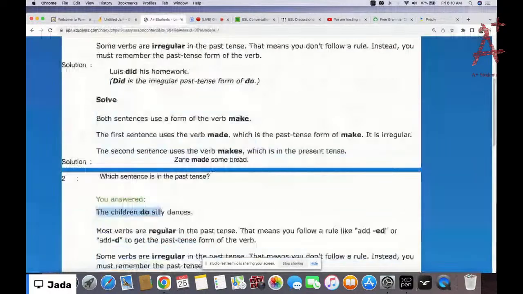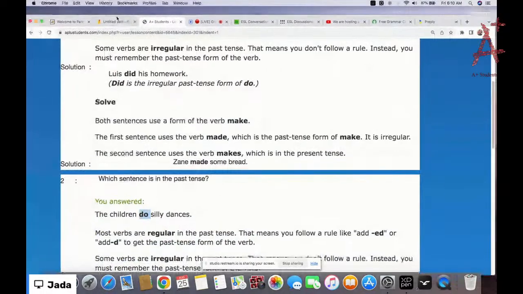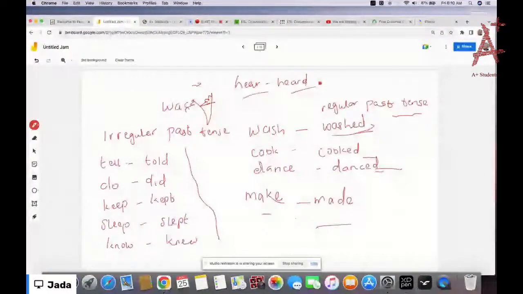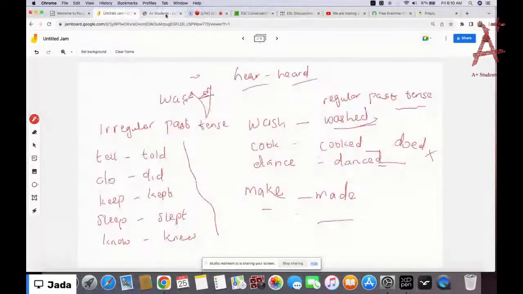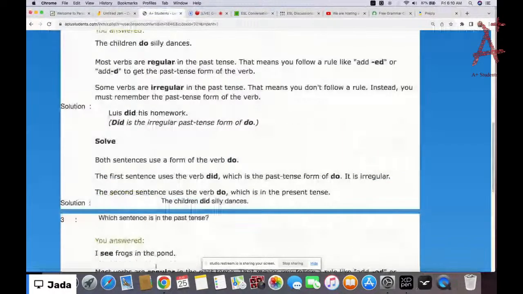Now okay, this one is about do. So the children do silly dances. So when we say do, you know that the past tense will be did. Okay, it doesn't have anything like this. No, no, do that. No way, that's not correct. Okay, So yeah, so did is the past tense of do, right? Okay, sorry, do.